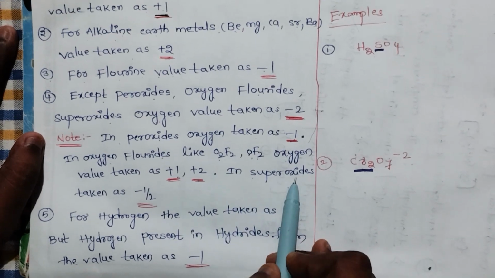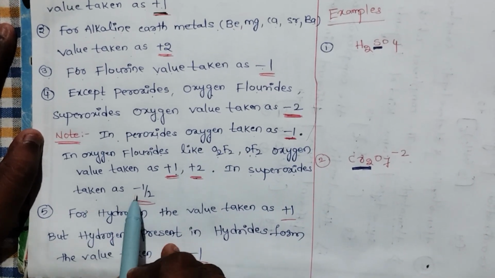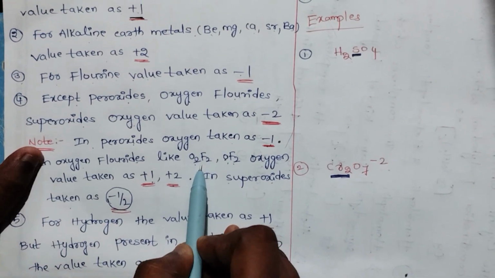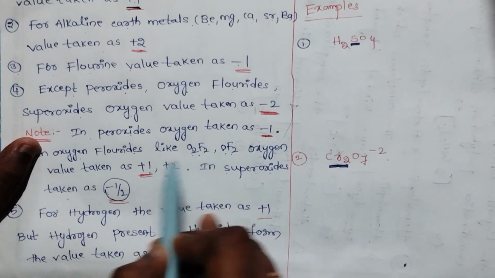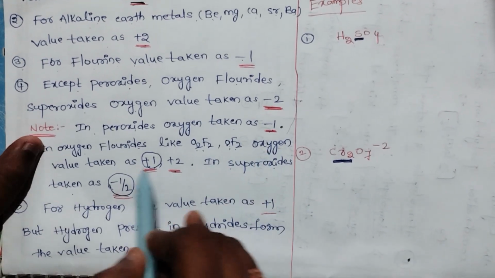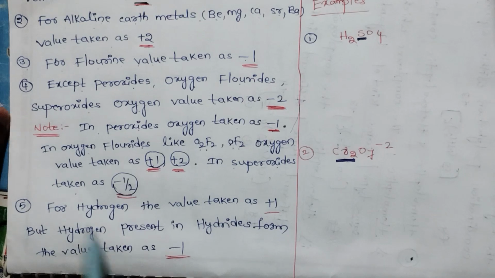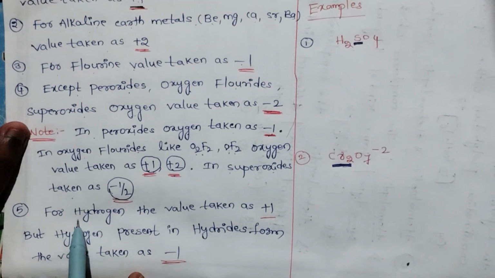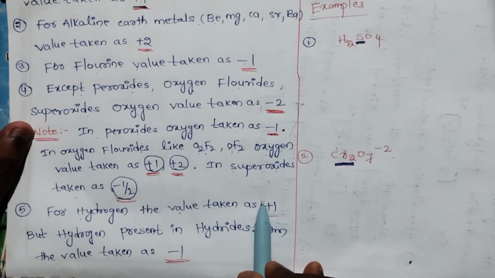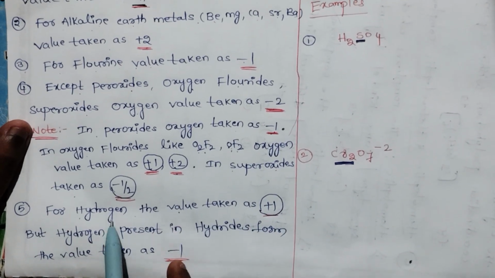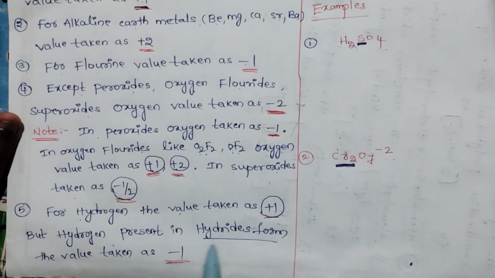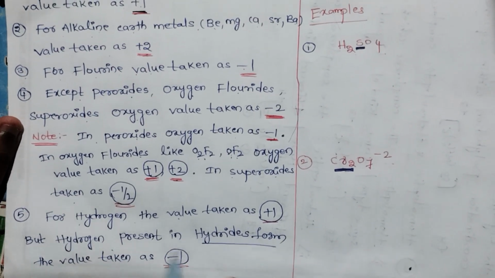In superoxides, the oxygen value is minus one half. In oxygen fluorides like O2F2, the value is +1, and in OF2 the oxygen value is +2. The next rule: if hydrogen atoms are present, the hydrogen value is +1. If hydrogen is present in hydride form, the hydrogen value is -1.